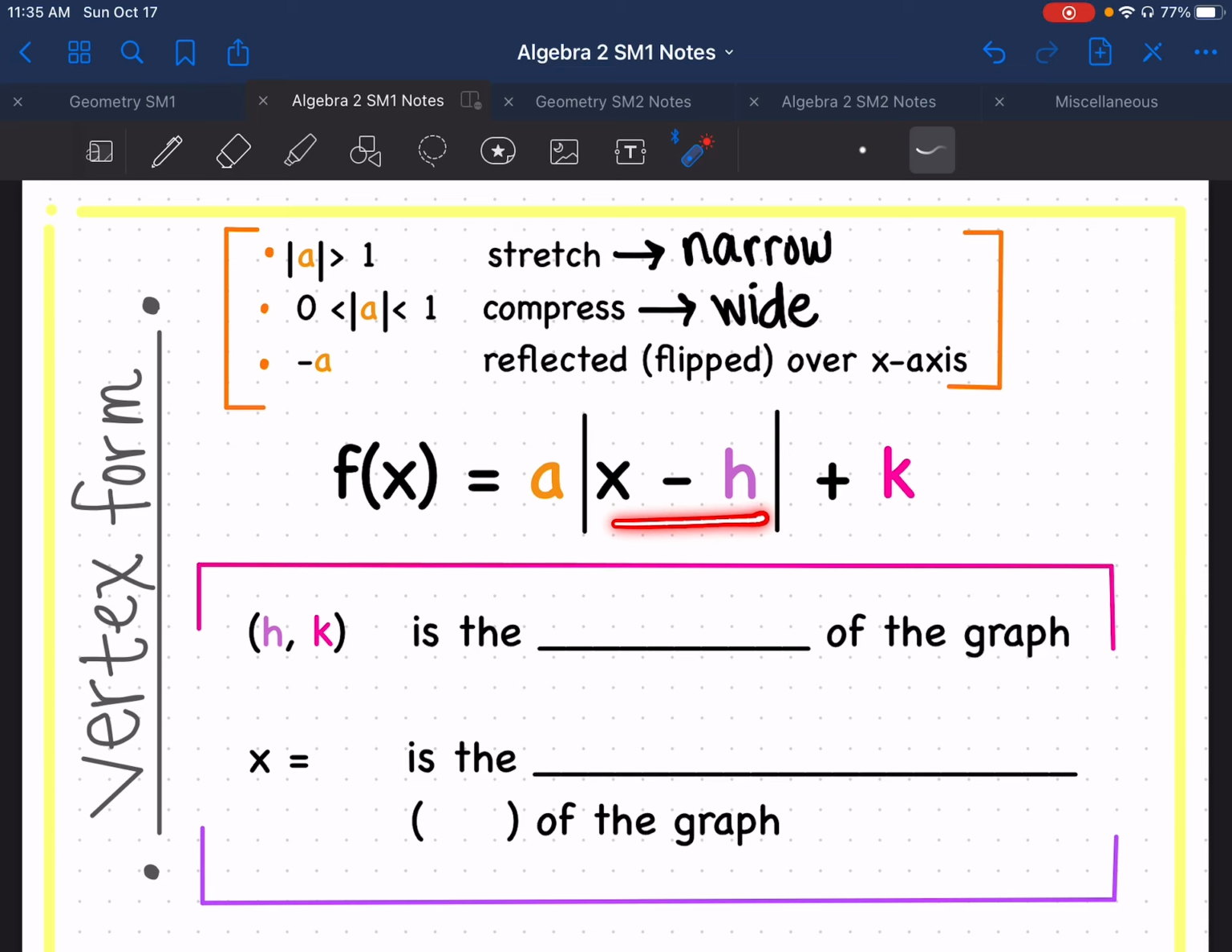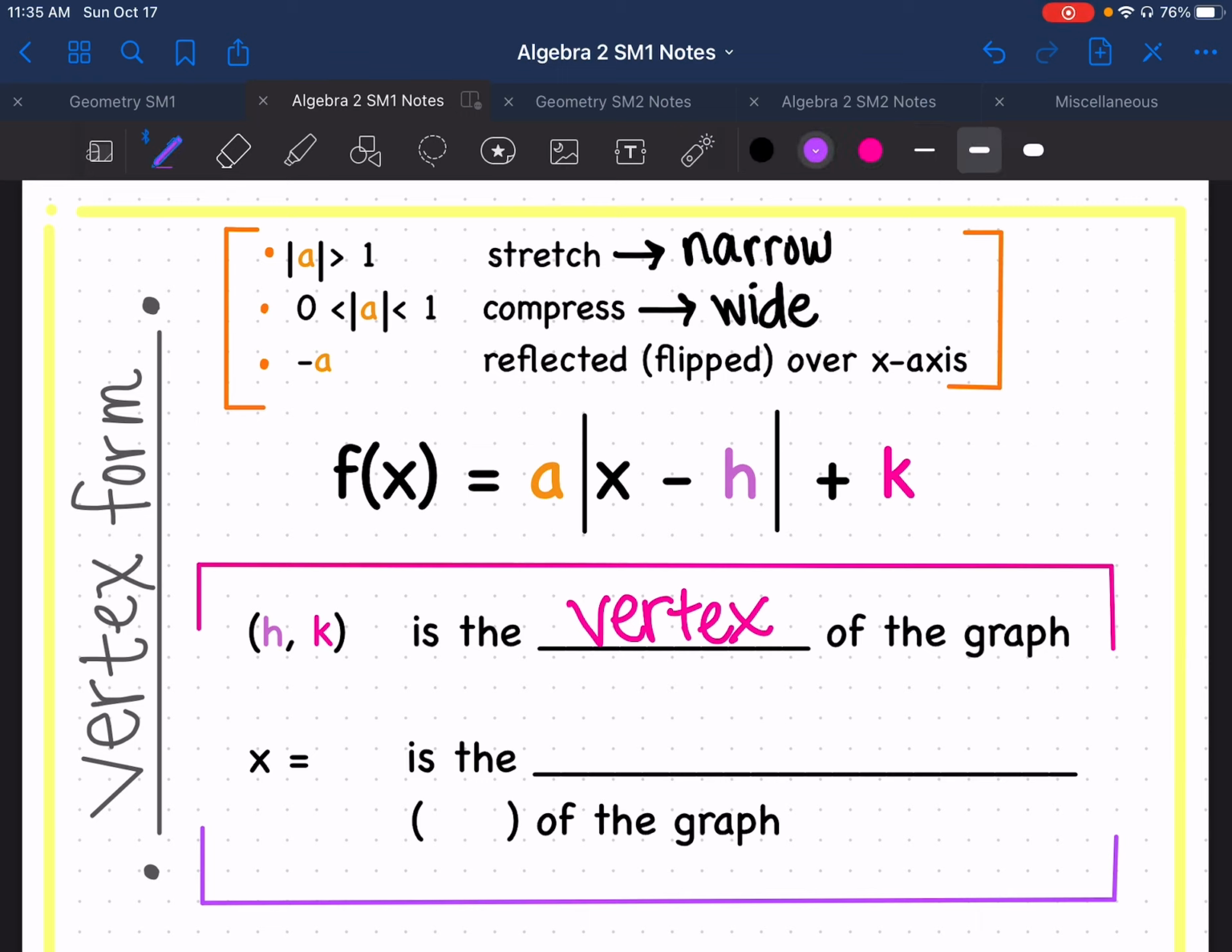Now remember, it's different. This is a movement to the right. This is a movement to the left. Okay, so just remember that H is tricky. But H and K, they are the vertex of this graph. Now remember, you have to keep in mind that H is trying to trick you. So when H is negative, it's really positive. When H looks like a -3, it's really a +3. And when H looks like a +3, it's really a -3. So you just really need to be careful with that.